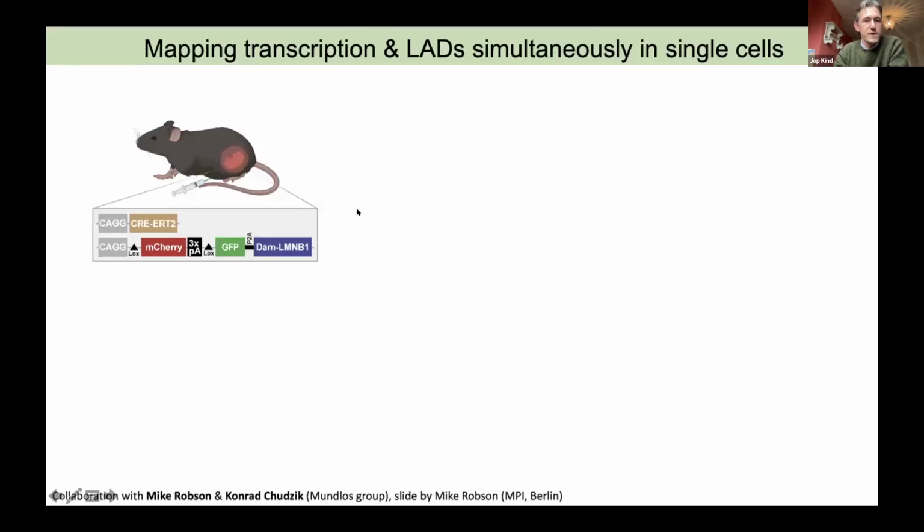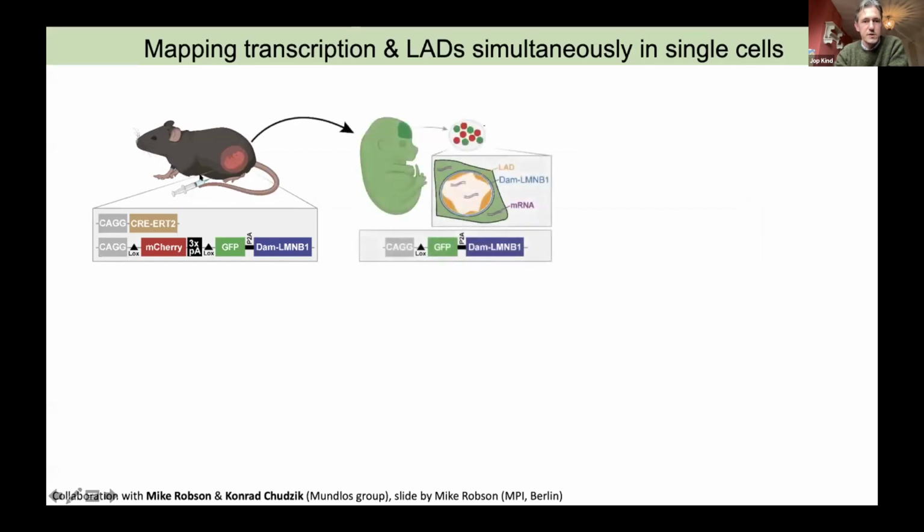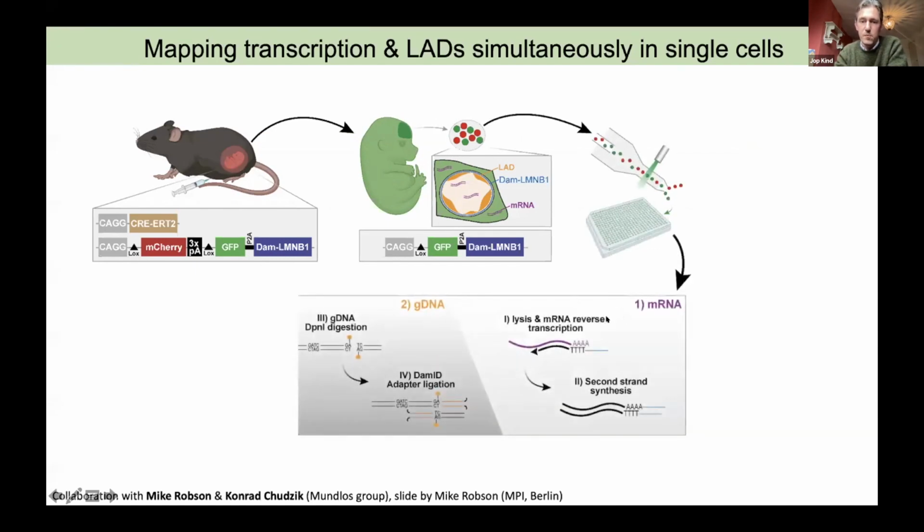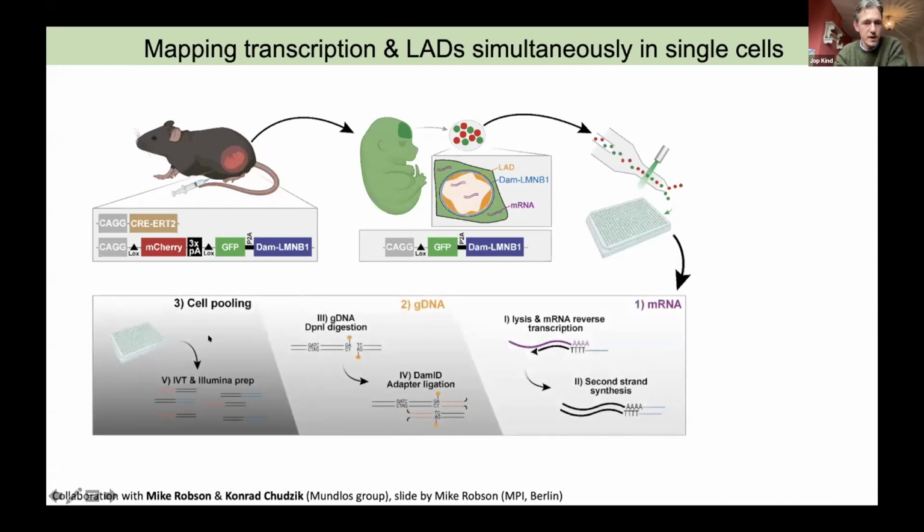For that we needed to develop a conditional mouse, and I'll just go through it briefly. We can conditionally express Dam-LaminB1 in any tissue of the mouse. Upon expression, the cells that express Dam-LaminB1 become green by GFP. We can select those cells by FACS, sort them into 384-well plates, and then perform DamID-T with it and sequence. These slides are actually made by Mike, the postdoc working on this project, and this is a very close collaboration with Mike and Konrad from the Mundlos lab.